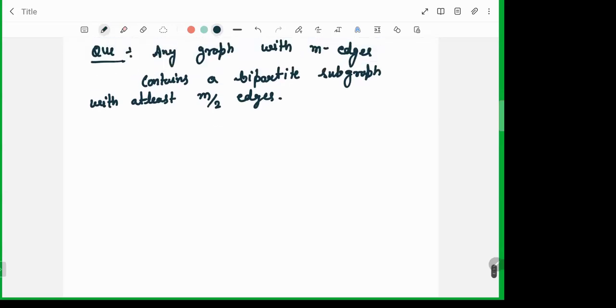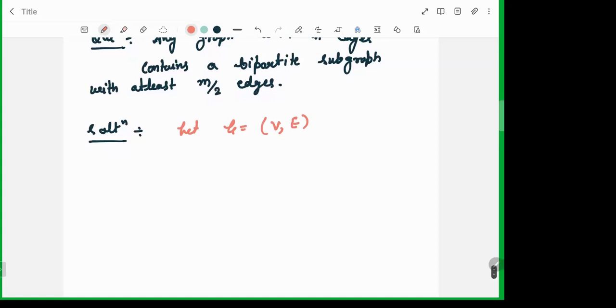So we already know bipartite graphs. Basically, two parts or subparts of this graph where there is no edge within each part. So we have to prove that any graph with m edges contains a bipartite subgraph with at least m by 2 edges. Suppose G is our given graph. Let G equals (V, E). We have to show that it has a bipartite subgraph with at least m by 2 edges. Okay, so we will again prove this by the probabilistic method.